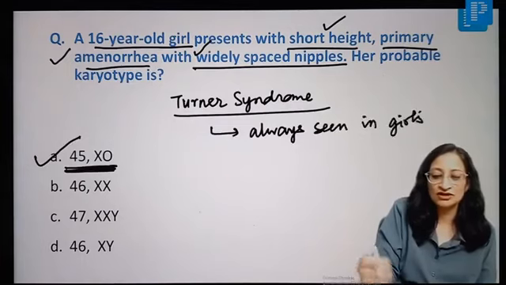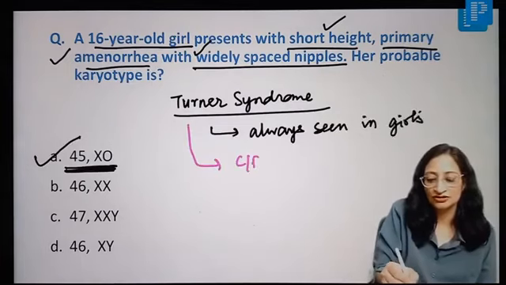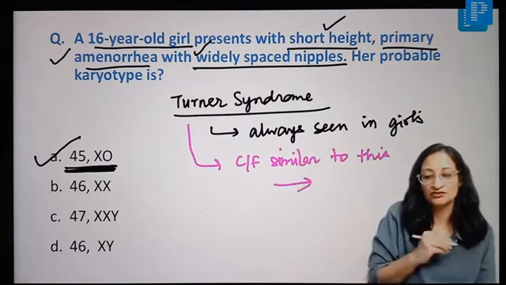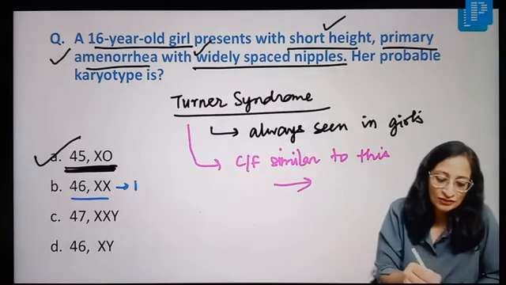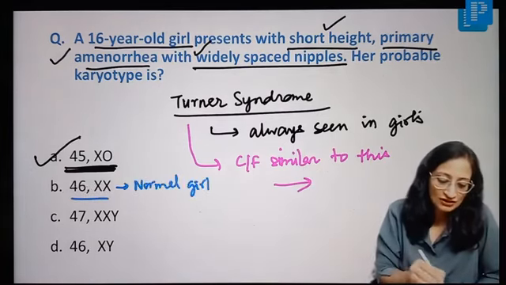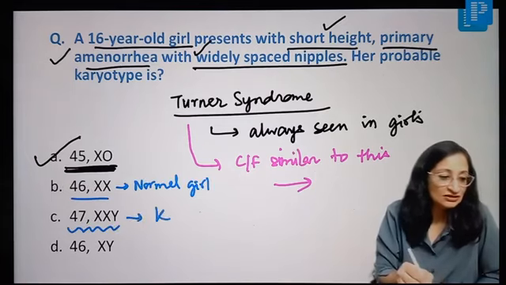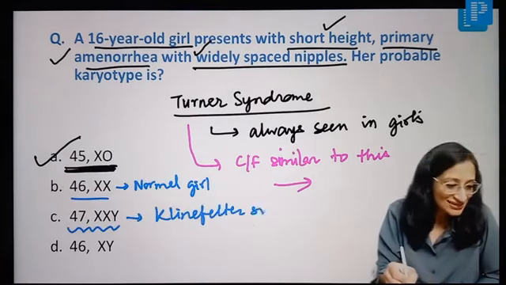Okay. And another syndrome has some clinical features similar to Turner syndrome. Yes, I'll give you some time to answer this. But before that, 46XX is the karyotype of a normal girl, 2 X chromosomes, right? 47XXY is seen in Klinefelter syndrome. Yes, I can see so many of you answering correctly.